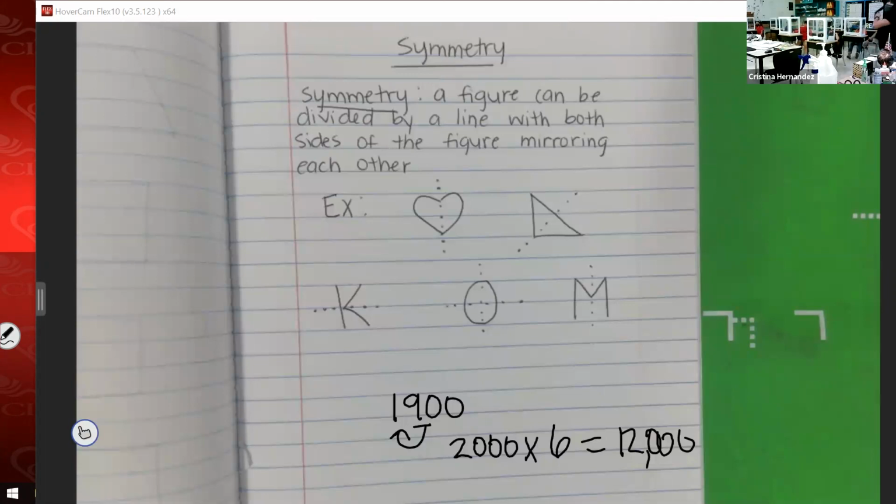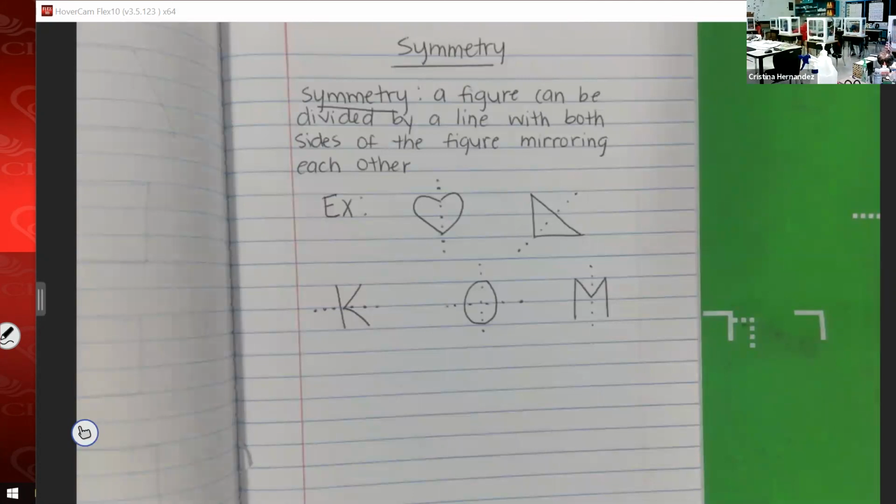Symmetry. A figure can be divided by a line with both sides of the figure mirroring each other. Mirroring means it looks exactly the same. So you look in the mirror every morning, you look exactly the same. Oh, we don't have to write this down. Yes, because you won't change. I wrote some examples here. I want you to write the examples so that we know.